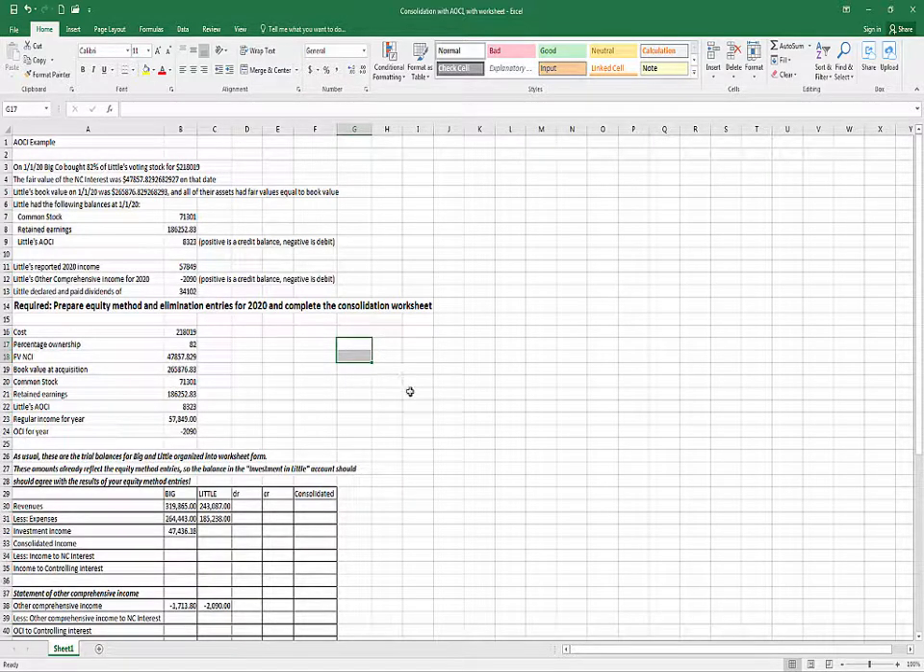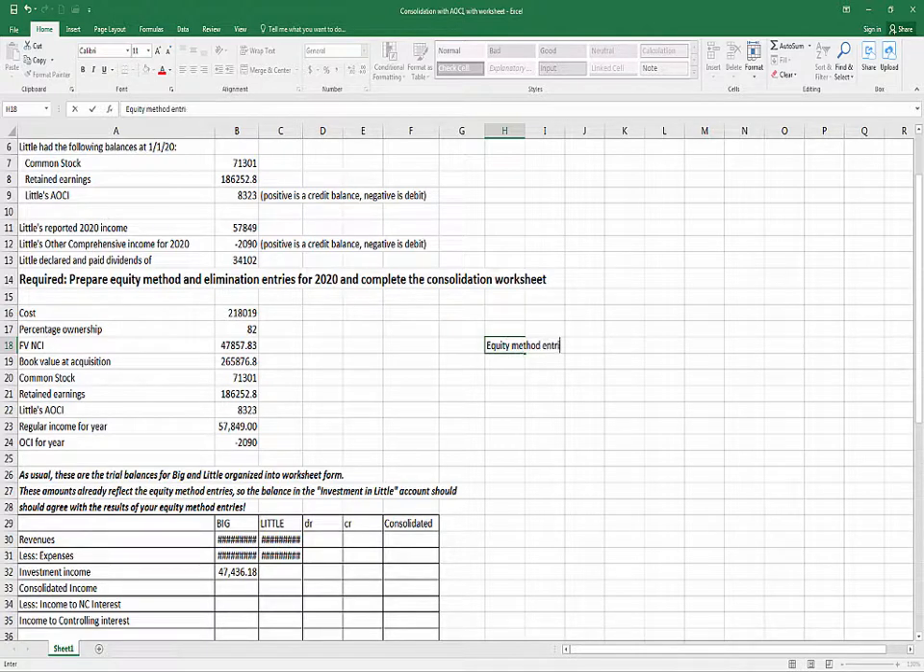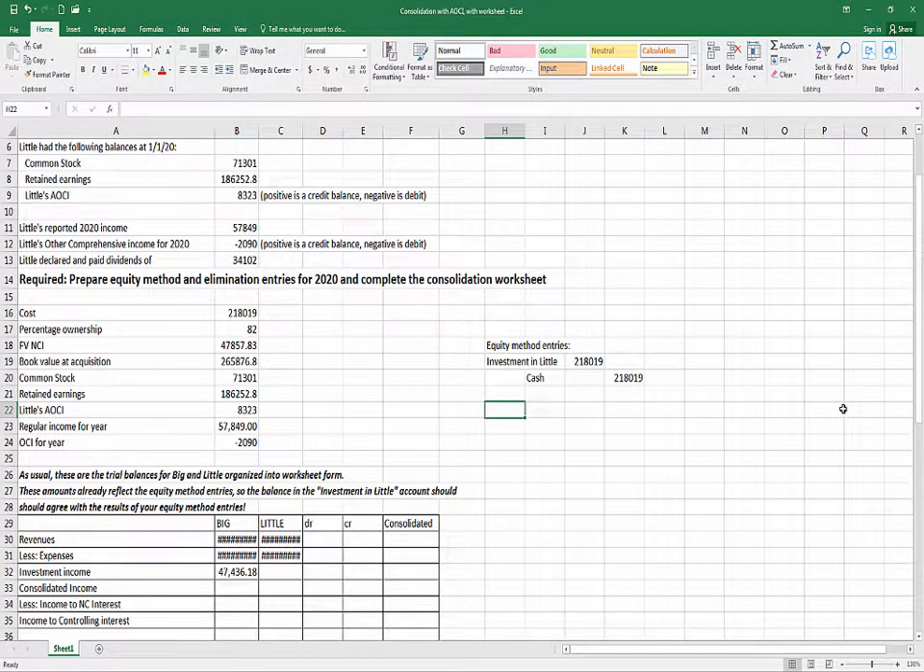So first, let's go ahead and do our equity method entries. I apologize for that. When my mouse goes off the screen, it goes to the background. Equity method entries. We have our acquisition, just to keep everything honest. Acquisition cost $218,019, and that's a credit to cash. And now we have income, dividends. There's no amortization, but we do have other comprehensive income.